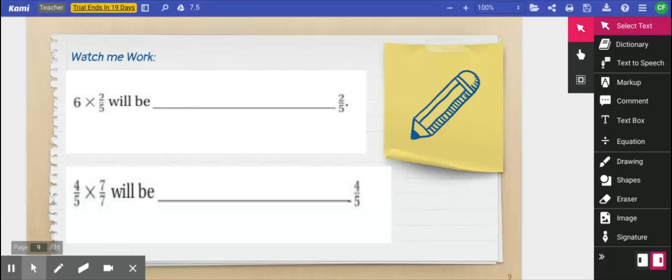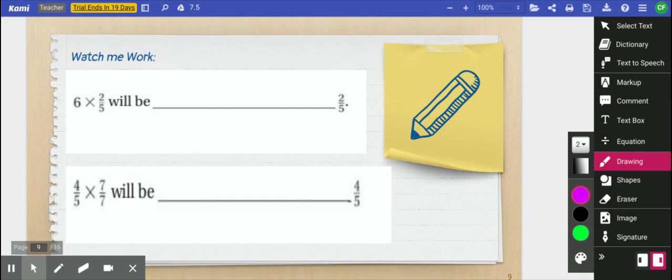In the second half of this video, I'm going to be modeling some examples for you. So the first thing you need to do is really look at your factors and determine what rule you're working with. When I look at this first set of numbers, I'm multiplying 6, which is a whole number, times a fraction. This is the important part, guys. What are you comparing to?